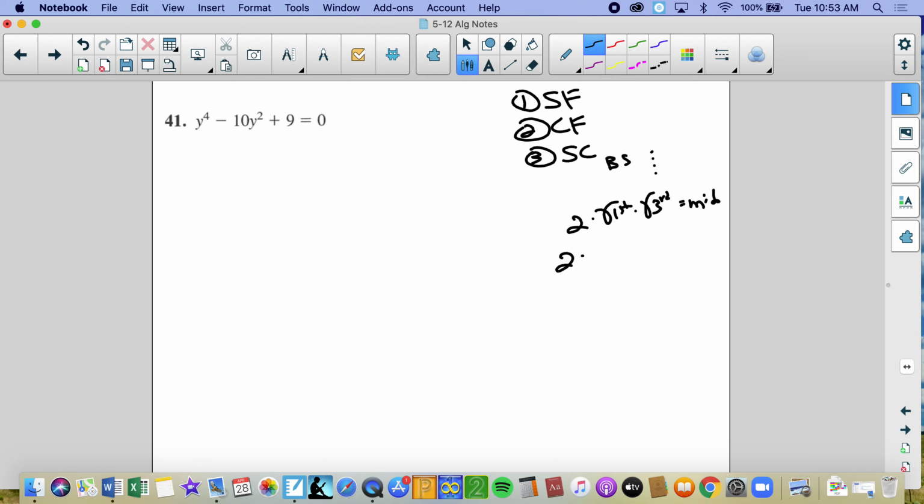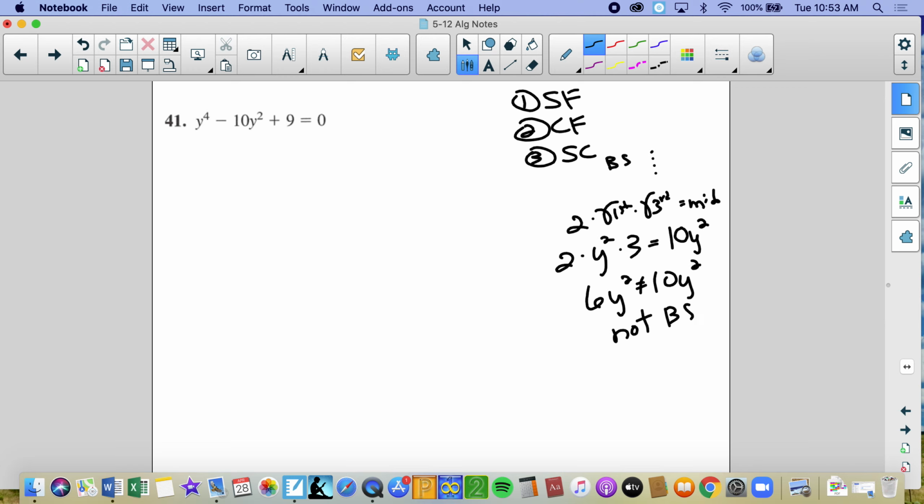So 2 times y squared times 3. Does that equal my negative? Well, not even negative, sorry about that. Does that equal 10y squared? 6y squared. Oh, no, it doesn't. So it's not a binomial square.